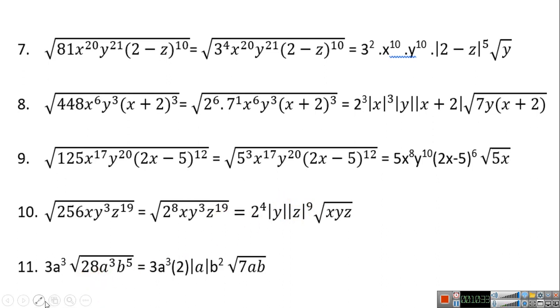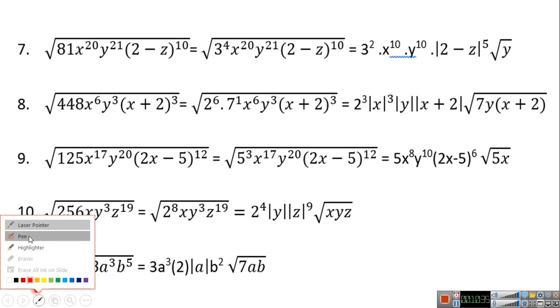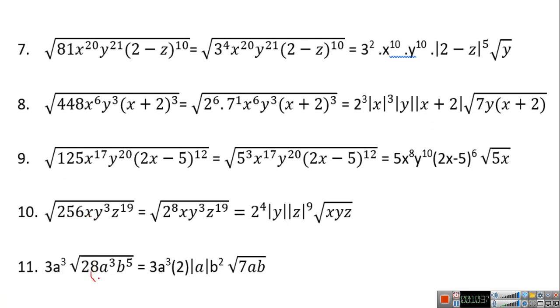Here 28. What's 28? 28 is 7 times 4, or 7 times 2 squared. 7 inside, sorry, a inside because the power is odd. b power odd also inside.